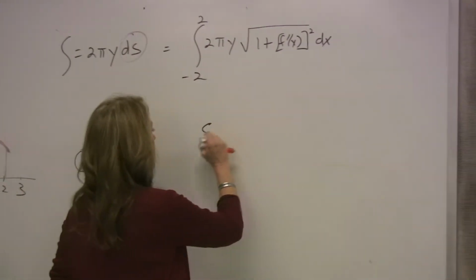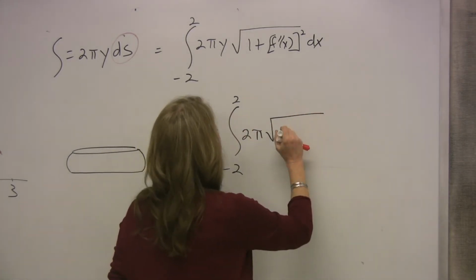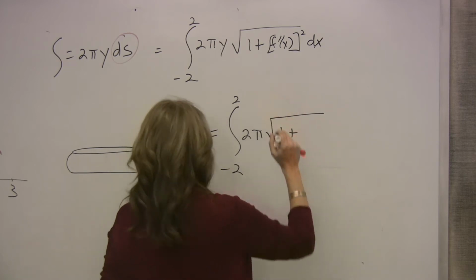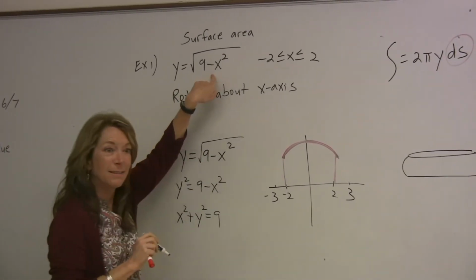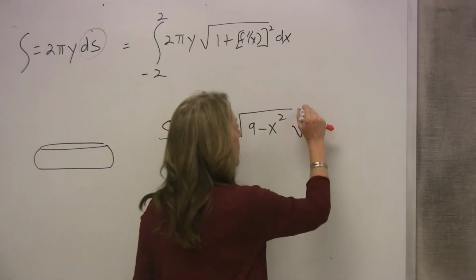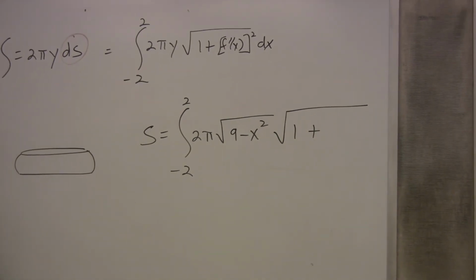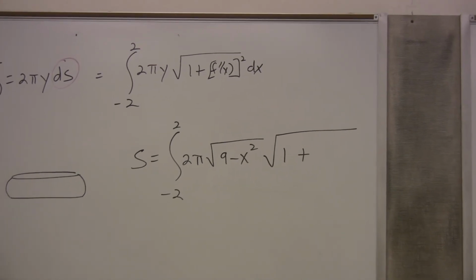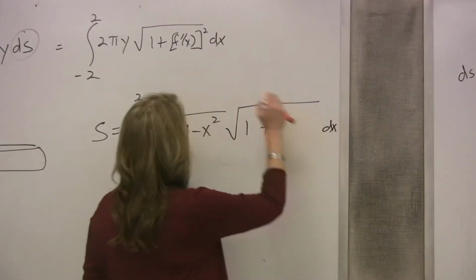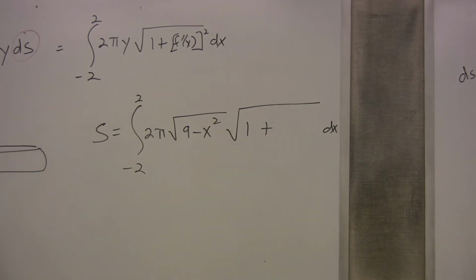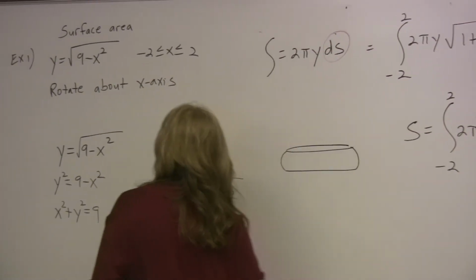So now my surface area equals the integral from -2 to 2 of 2 pi times the square root of 9 minus x squared, since that's y, times the square root of 1 plus, what do I need to put there? The derivative of y squared. I need to find that. So I haven't found it yet. And then I'll have a dx on the end. So I need to find the derivative of y so I can square it. So we're combining what we did with arc length with our surface area. So let's come back over here and find the derivative.